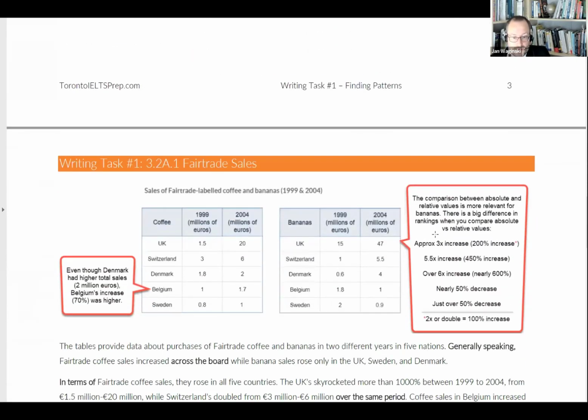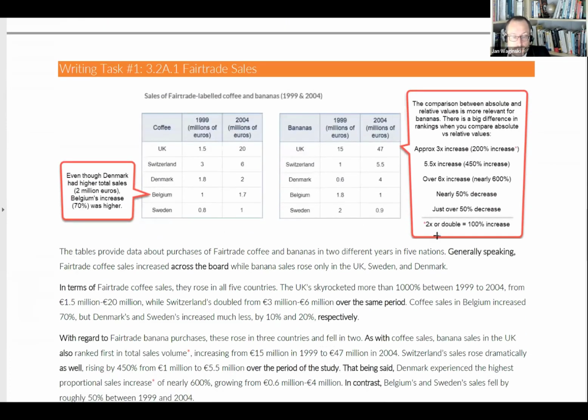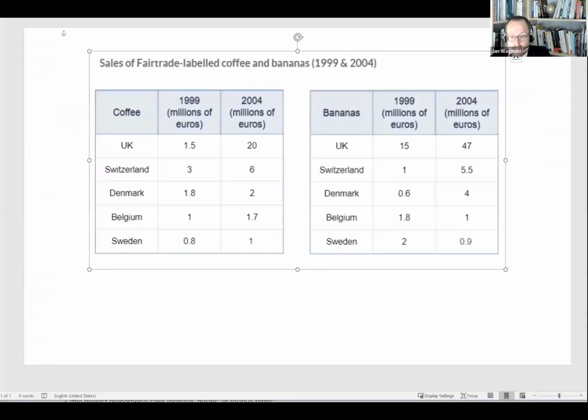So we're going to look at this table that deals with Fairtrade label coffee and bananas. Can everyone see it okay? Yes, it's clear. Okay, so before we look at the model response, let's just take a look at the table and see what we can see from it.